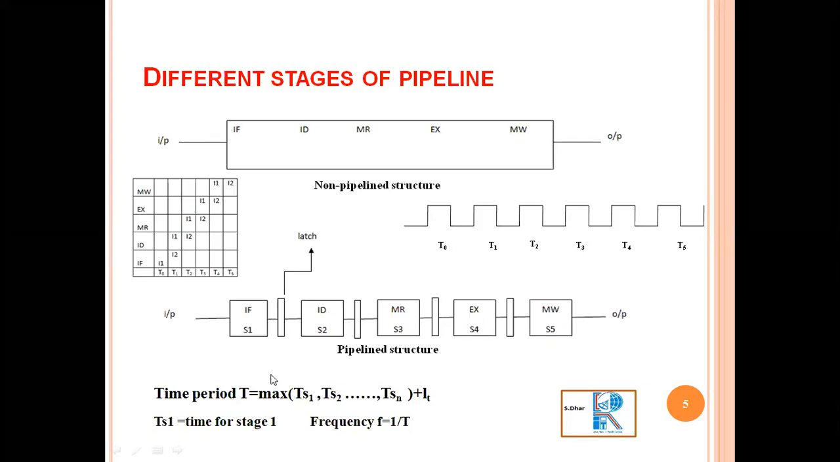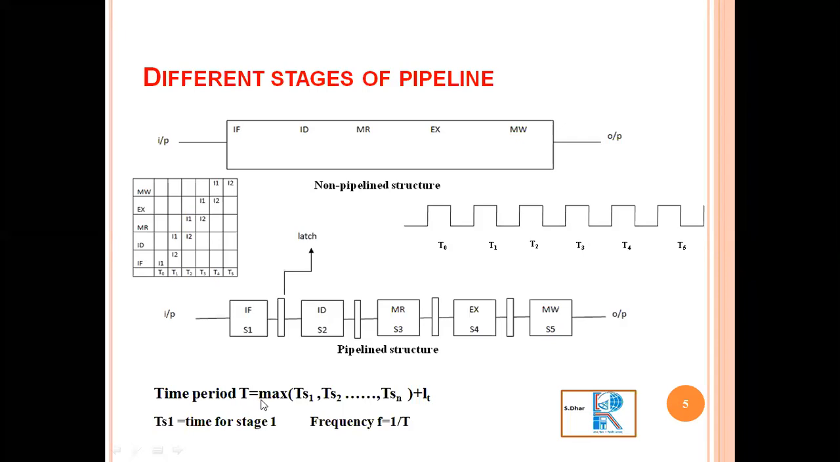Now suppose different stages have different time periods. So what should be the time period T? This time period should be the maximum of TS1, TS2, TS3, TS4. Because if I take less than that, there is a possibility that one of the stages cannot complete within this time. So this time should be the maximum of the time taken by this stage, or this stage, or this stage, or this stage, or this stage.